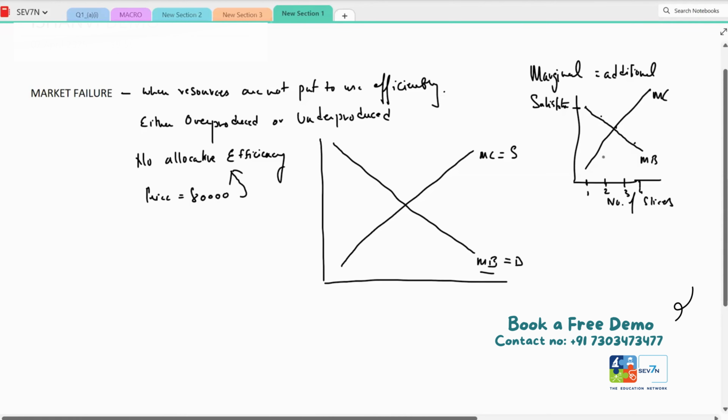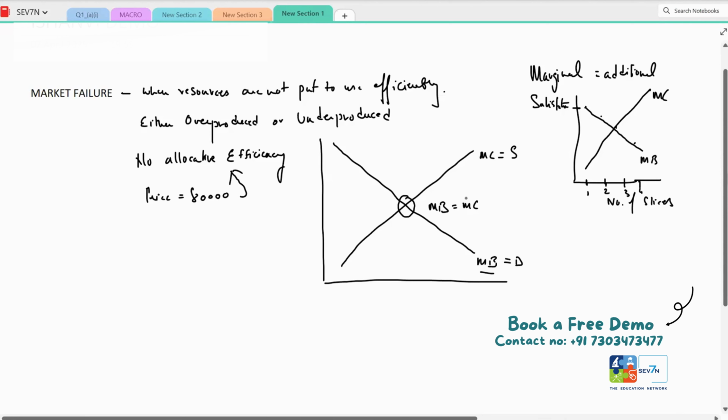Yeah. So every additional slice means every additional cost. तो जहां पे भी मार्जिनल बेनिफिट और मार्जिनल कॉस्ट मिलता है वो हमारा मोस्ट एलोकेटिव एफिशिएंट पॉइंट होता है. Right. Because the consumer is benefiting equal to what the producer is benefiting. Okay. Is this clear?